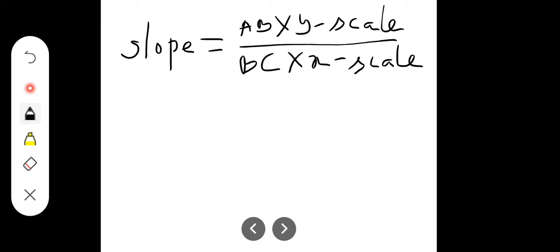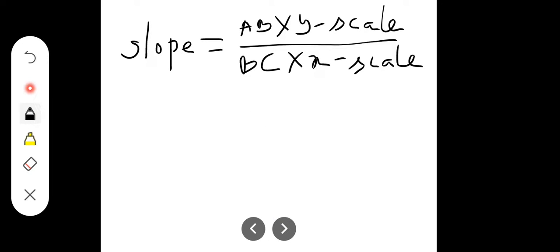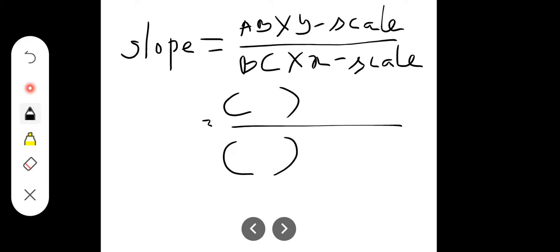So here what we have to do, we have to measure AB using a scale, how many centimeters it is. We have to measure this much centimeter. And then we have to measure what is BC, this length BC, its length in centimeters. That we have to write here. In place of AB and BC, we have to write those values in centimeters. Then we have to multiply by y scale.